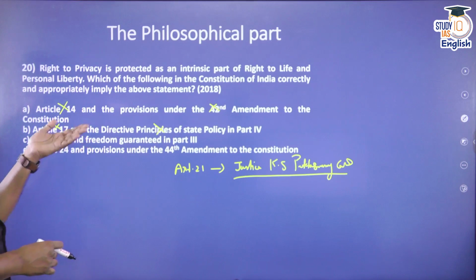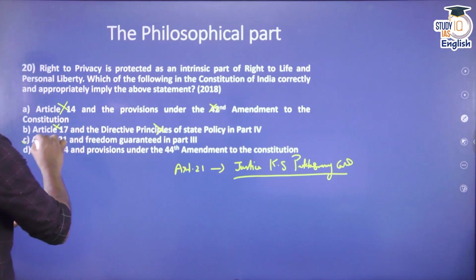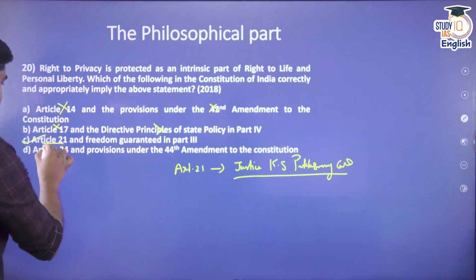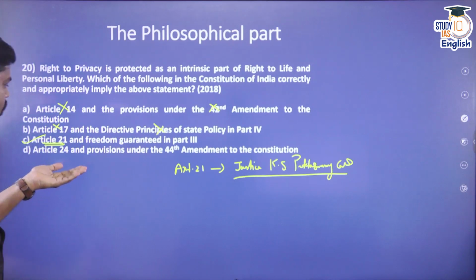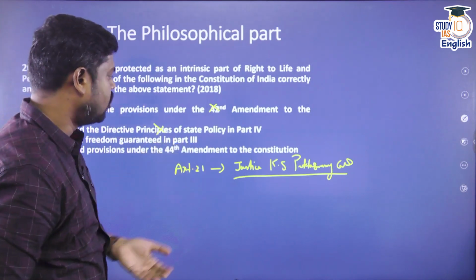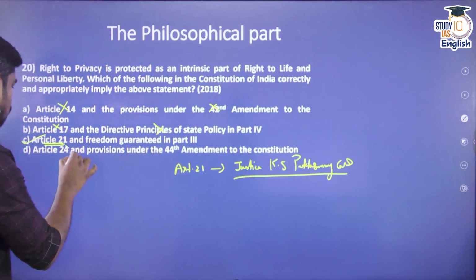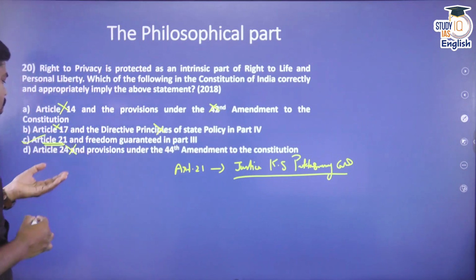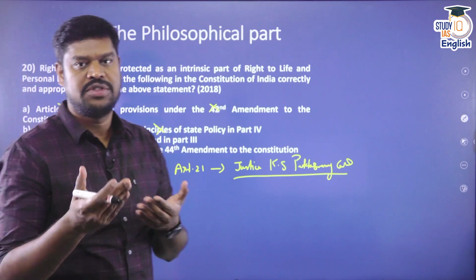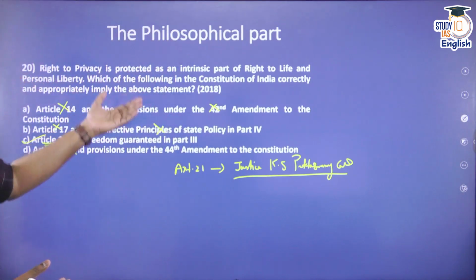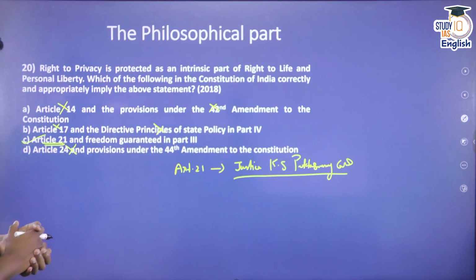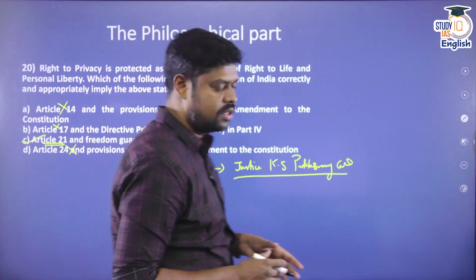Article 21 and the freedom guaranteed in part 3 of the Constitution. So this is true. The right to life and liberty is under Article 21. So that is the right answer. Article 24 and the provisions under the 44th Constitutional Amendment Act. So this is also not true. Article 24 is related to prohibition of child labor in our country, and the 44th Constitutional Amendment Act is nowhere related to the right to privacy. So the right answer would be option C.